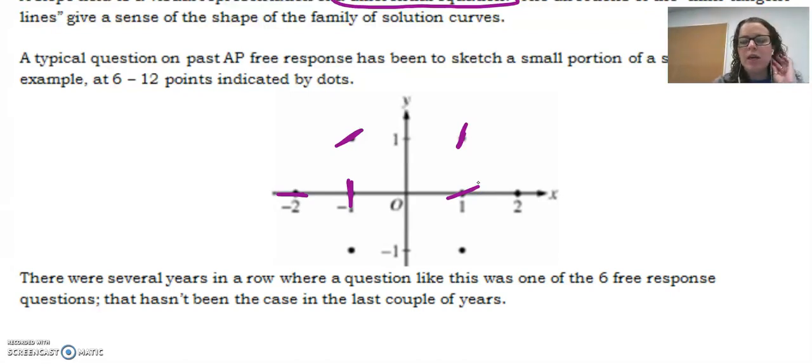Those of you that were in my class, we talked about wind direction and following the flow of the current type thing and thinking about an electrical field. All of those are different ways that you can think about finding your slope field. So there were several years in a row where that was definitely a thing. It hasn't shown up as much, which means maybe it shows up in the multiple choice, but we don't have access to the multiple choice, so not really sure.